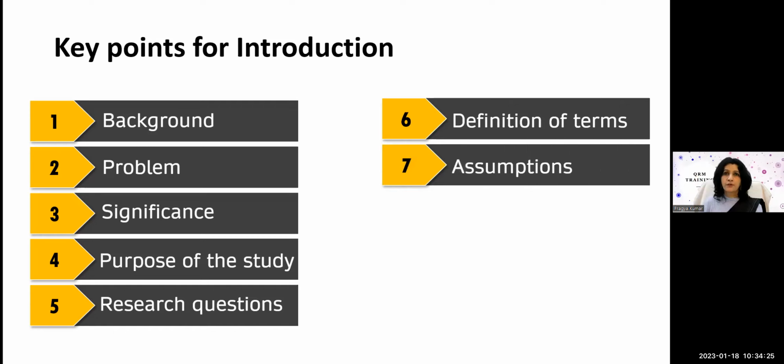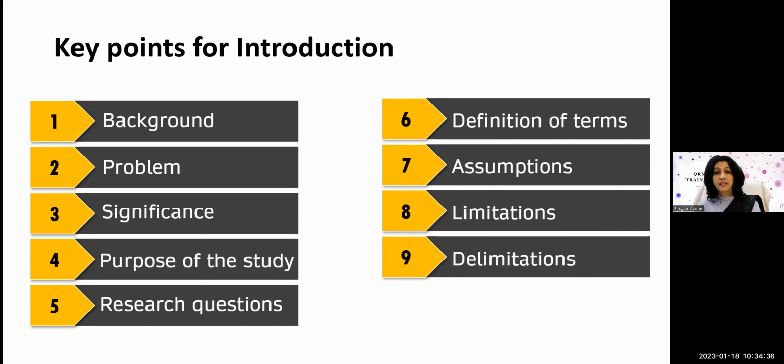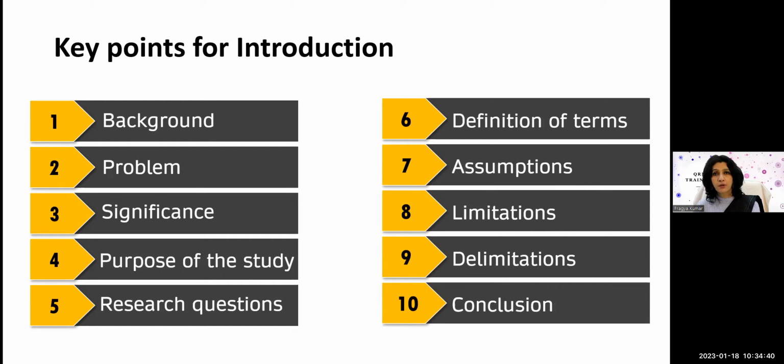So definition of terms, assumptions, what are your assumptions? That is also needed, that we'll see the limitations of your research. Then comes a point which is the delimitation. Now, what is this delimitation, that we'll also see. And then at last, conclusion.